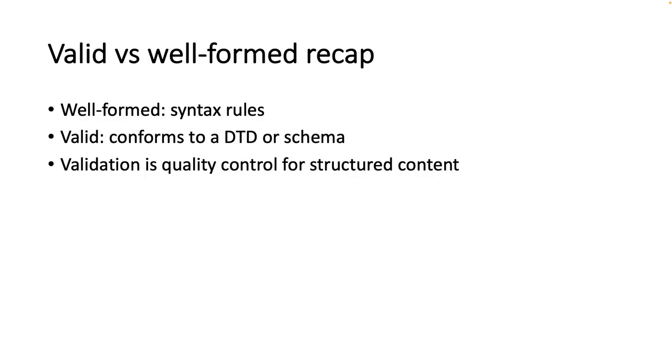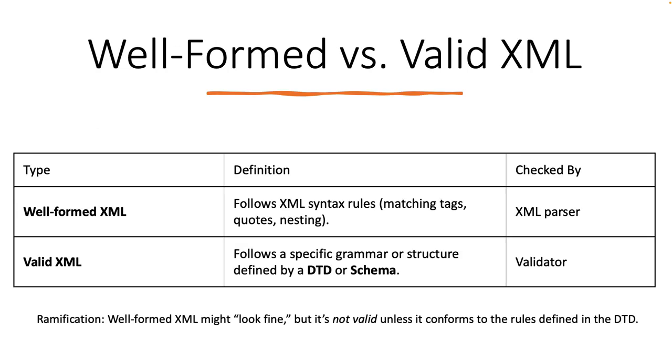Well-formed follows syntax rules. Valid conforms to a DTD or XML schema. Validation is quality control for structured data. So well-formed follows the syntax rules, matching tags, quoting, nesting, etc., and is checked by an XML parser. Validity follows specific grammar or structure defined by a DTD or schema, and it's checked by a validator. And oh, by the way, every valid file must also be well-formed, but every well-formed file does not necessarily need to be valid. Hint, hint, that might be a question on a quiz.